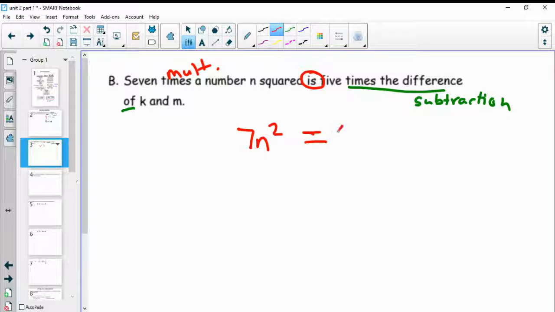So as we go to write this out, it's going to be 5 parenthesis k minus m, close parenthesis. So whatever operation they are describing inside the phrase times the blank of, that goes inside the parentheses for the operation. And the 2 variables, or the number and the variable that they're saying it's between, goes inside, 1 in the front and 1 in the back. And there you go, that's your translation.